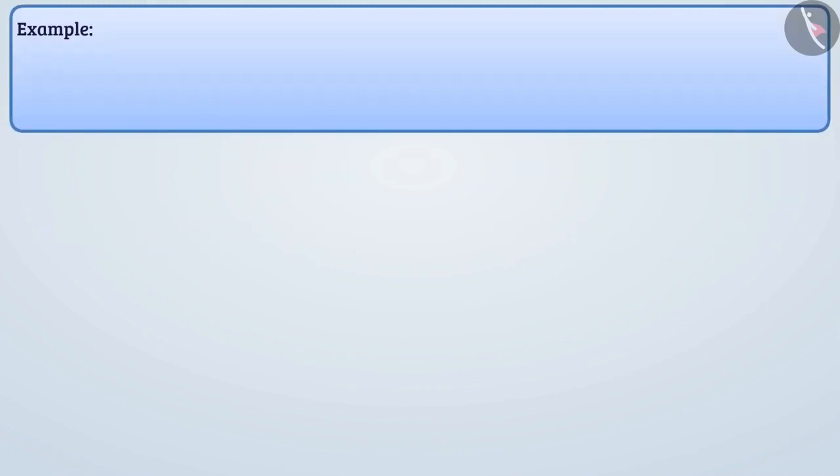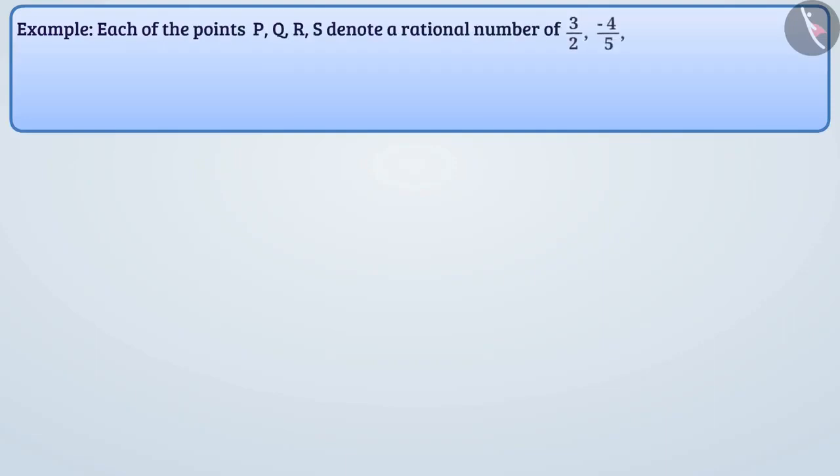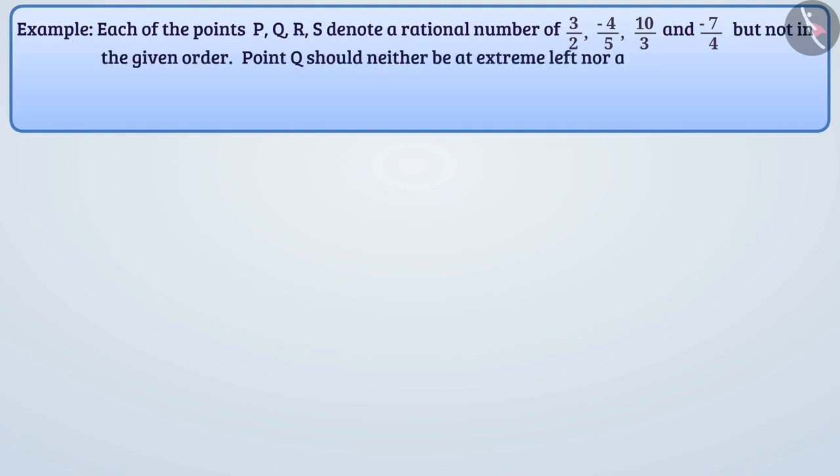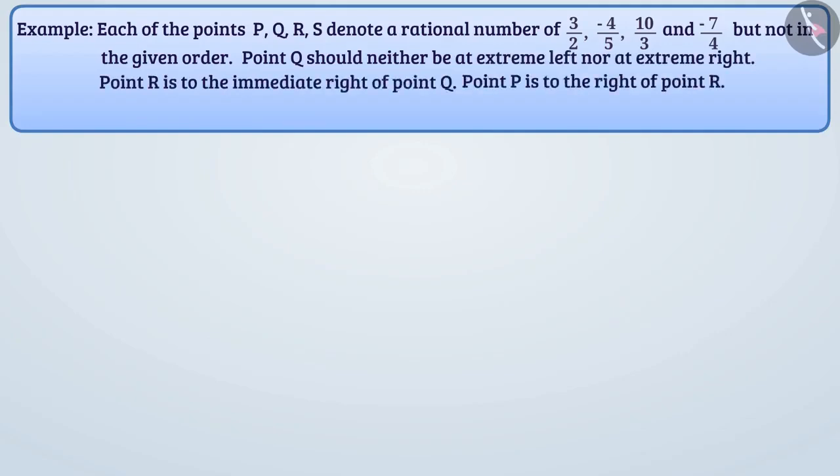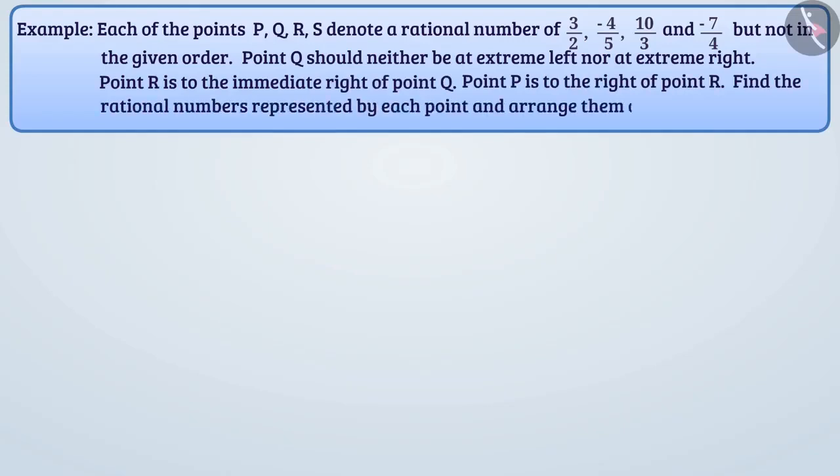Next example, each of points P, Q, R, S denotes a rational number out of 3 by 2, minus 4 by 5, 10 by 3 and minus 7 by 4, but not in the given order. Point Q should neither be at extreme left nor at extreme right. Point R is to the immediate right of point Q. Point P is to the right of point R. Find the rational numbers represented by each point and arrange them on the number line. Pause the video and try to solve this puzzle by yourself.